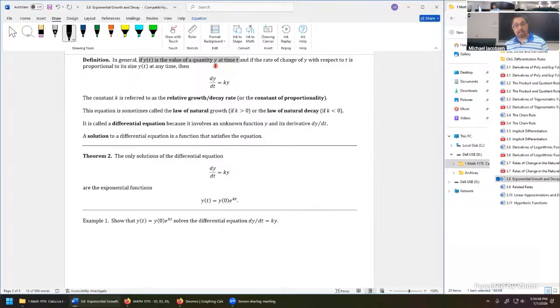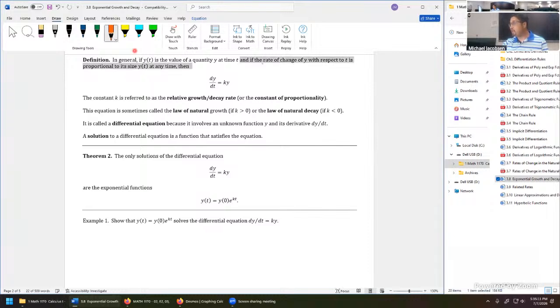Y of t is the value of something, people, money, mass at time t. If that's the case, and here's a critical part, if the change of the amount y with respect to time t is proportional to its size, y at t, at any time t, then we have this formula. Let's break down what it's saying step by step.